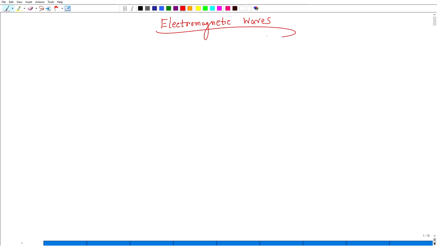So, this is lecture 2 of electromagnetic waves. In the last lecture, we essentially discussed the formulation of the Maxwell equations. There are 4 Maxwell equations, and from them we obtain various conditions, and using those conditions we understand how electromagnetic waves propagate in vacuum.